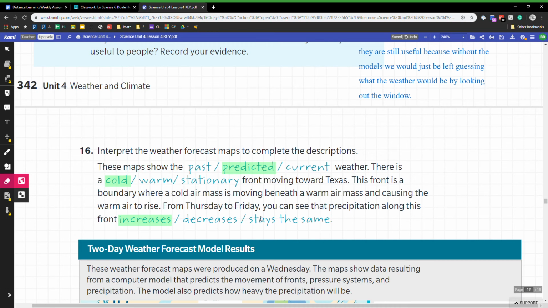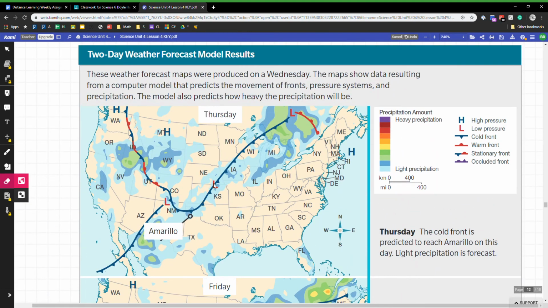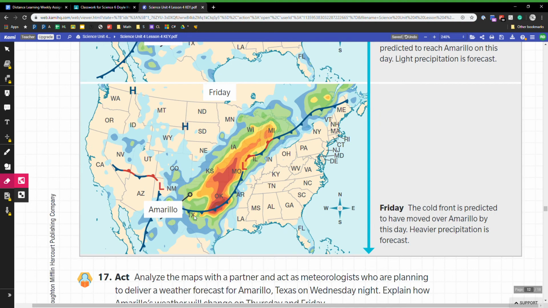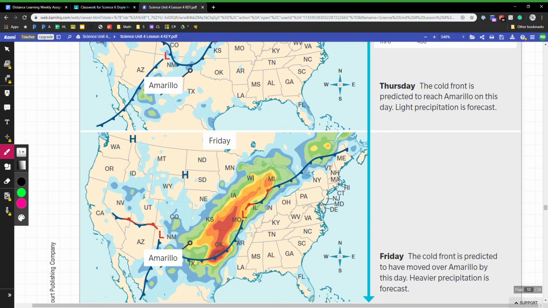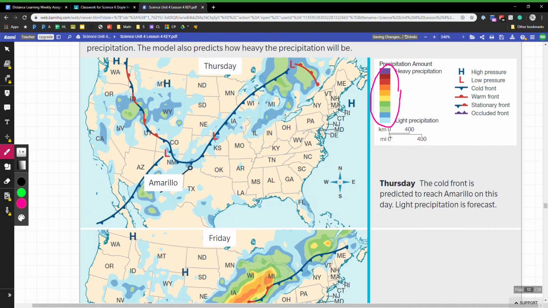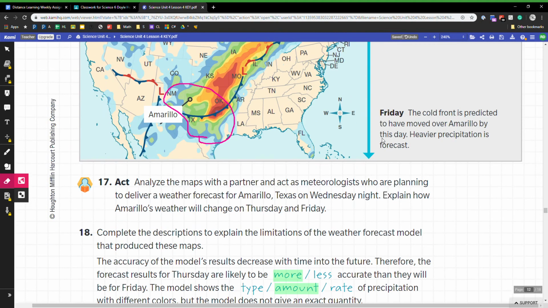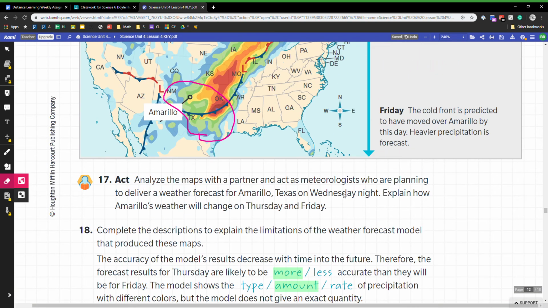From Thursday to Friday, you can see the precipitation along this front increases or decreases. So here's Thursday, and then here's Friday, and what happened? Well, you can see over here this color-coded key talks about heavy to light precipitation. All in here is still in Texas, right? Now all Texas, especially in this area, is green, orange, red coloring. So that's all pretty high amounts of rain. So it increased. There we go.